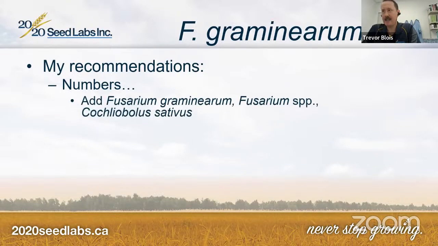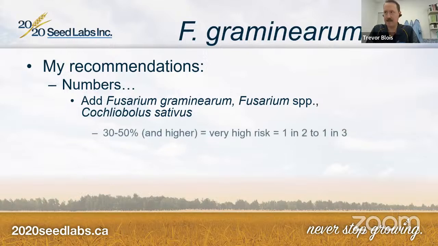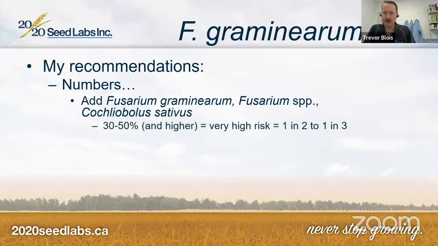Numbers wise, I think it's really important to get that fungal screen, and add up the Fusarium graminearum, other Fusarium species, and Cochliobolus, because these are all causing those same sorts of issues: seedling blights, root rots. And so when you have those added up, you can get a better idea of what kind of impact they'll have. If you're looking at 30 to 50% in your sample or higher, this is very high risk. That's 1 in 2 or 1 in 3 seeds that are infected. Between 20 and 30%, this is high risk. This is 1 in 4 seeds kind of range that are infected, right?